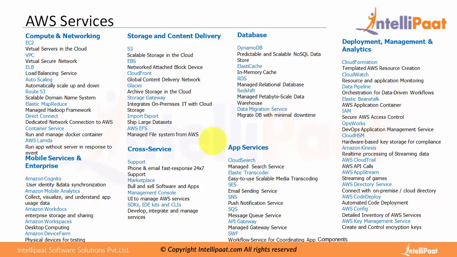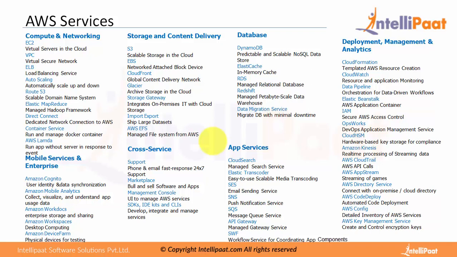Amazon CloudFront is a content delivery network. If you know Akamai, this is almost a similar kind of offering. Amazon does the offering of CloudFront, or the content distribution, with the help of the 54 plus edge locations it has across the globe.